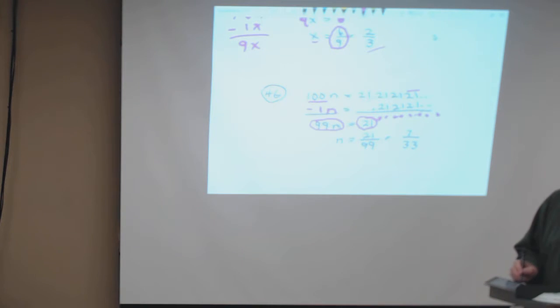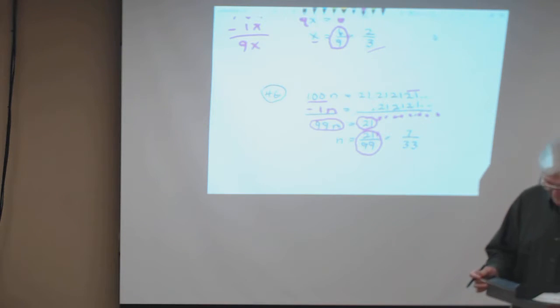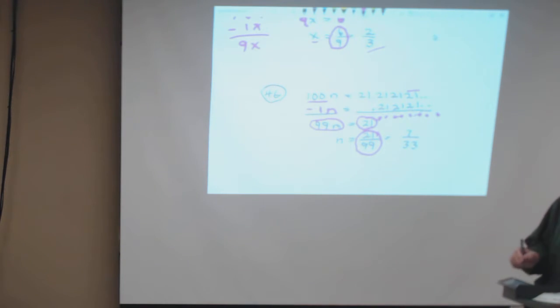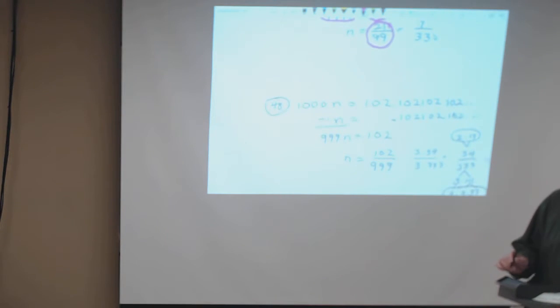So I divide by 99, and n equals 21 over 99. And that reduces down to 7 over 33. Let's do another one. Now we've got three things repeating. So what do we use as our multiplier? 1,000.